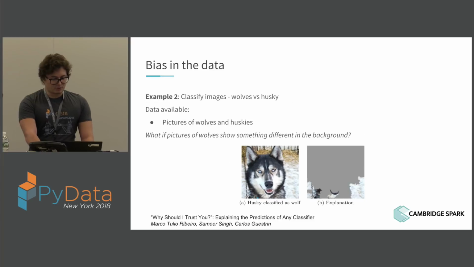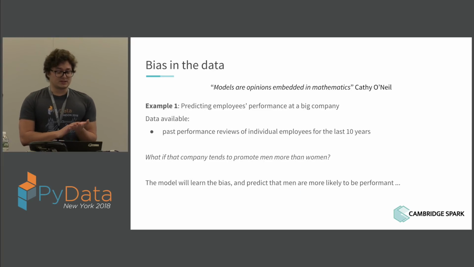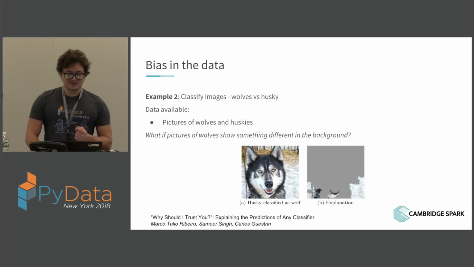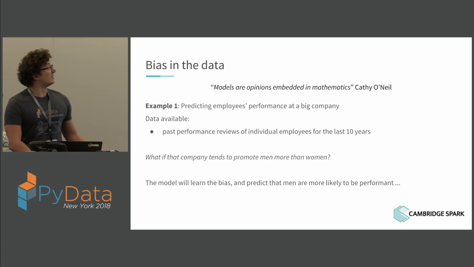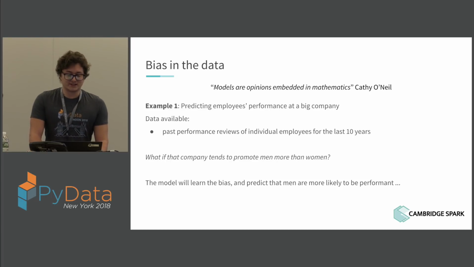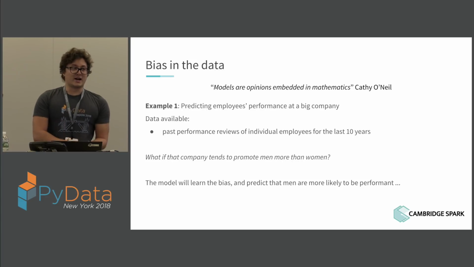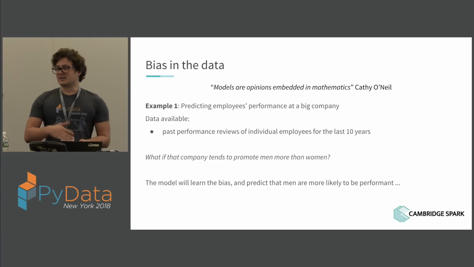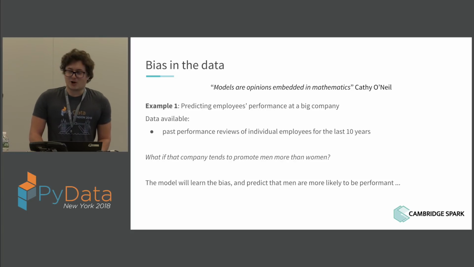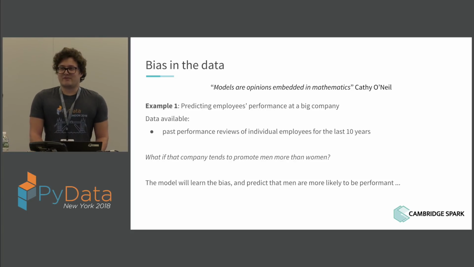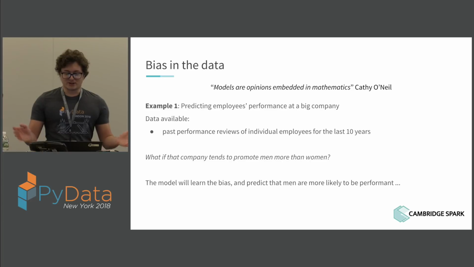So I want to just go through two examples. The first one is really bad. The second one is just inconvenient. So the first one, I have a quote from Cathy O'Neil here as well. So models are opinions embedded in mathematics. So that's the whole garbage in, garbage out thing. If your data has bias in it, your model is just going to learn this bias, and then you can't say that your model is fair because it has just learned whatever you had in your data.